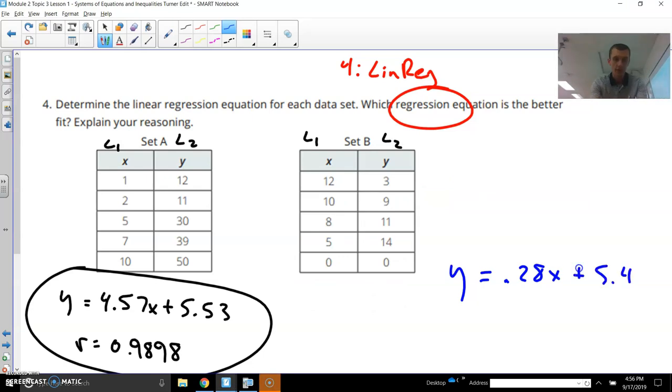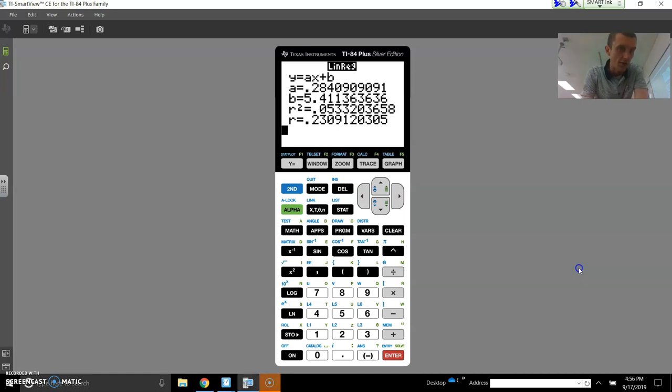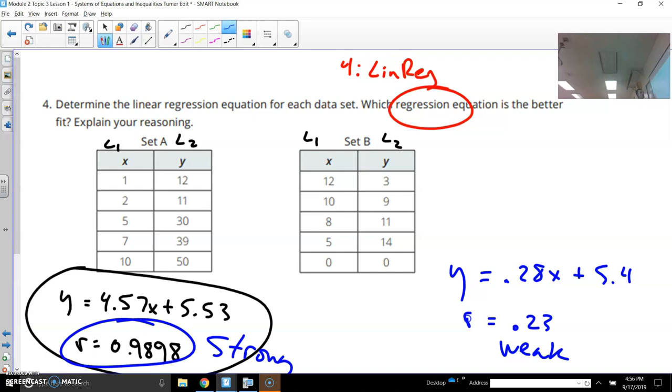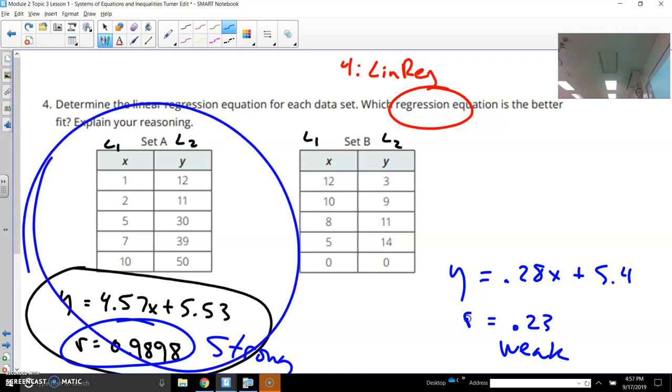Now, importantly enough, you need to catch this r value is 0.23. This is very weak. That means that this equation does not model this very closely. However, this one is very strong. So in terms of which equation is the better fit, this one is a way better fit because it has a stronger correlation coefficient. Okay?